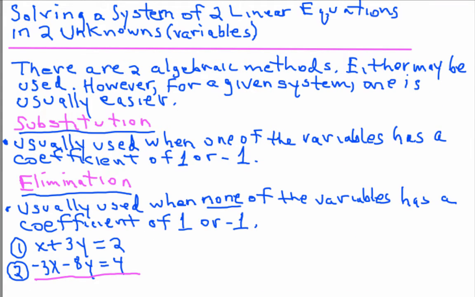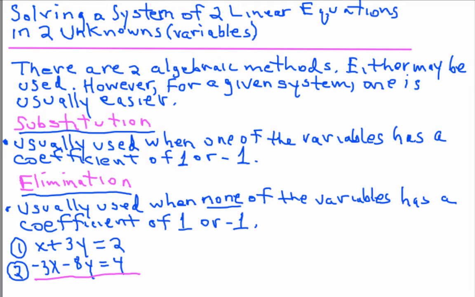Now, there are two algebraic methods to solve a system of two linear equations and two unknowns. Either may be used. However, for a given system, one is usually going to be easier. These two methods are substitution and elimination. Substitution is usually used when one of the variables has a coefficient of 1 or negative 1. Remember, a coefficient is the number that is multiplying a variable, telling us how many of that variable we have.